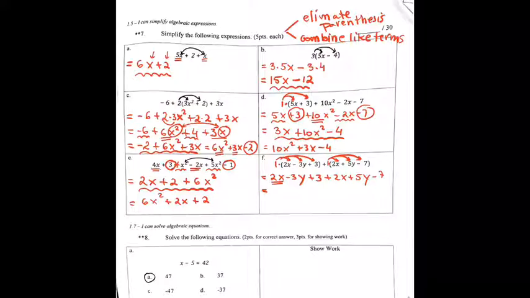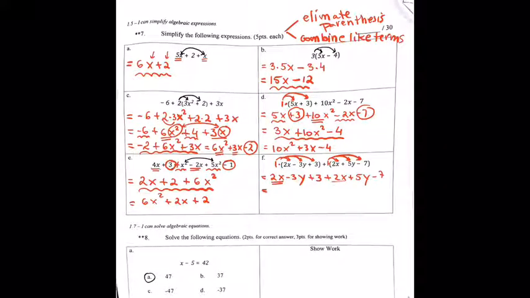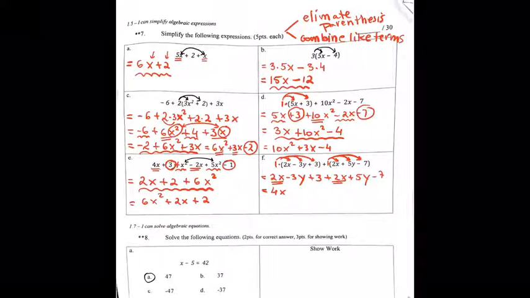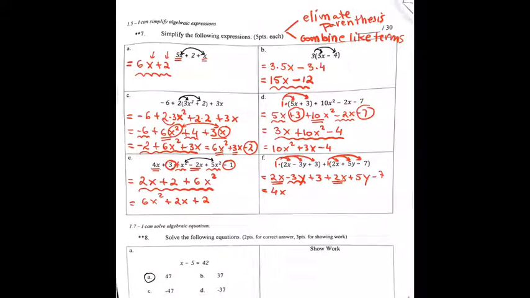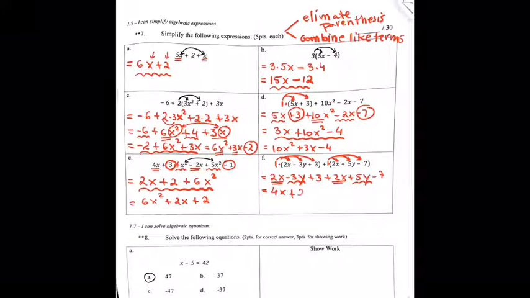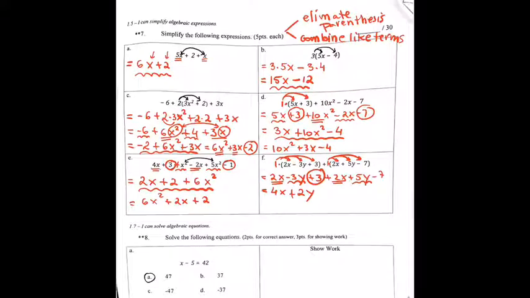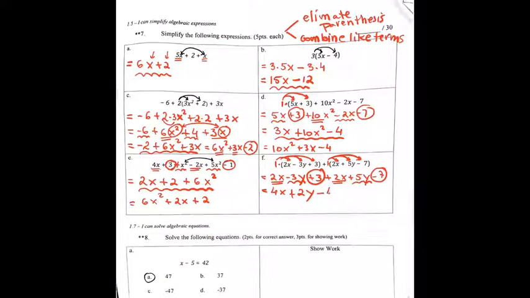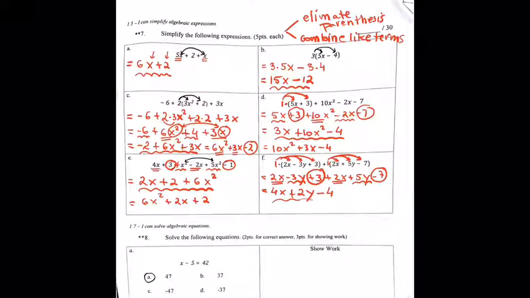So I have 2x and I look for another term with x in it and I see I have another 2x. 2x plus 2x gives me 4x. Next term, I have negative 3y. And I'm looking for another term with y in it. And I find 5y. Negative 3y plus 5y gives me positive or plus 2y. And finally, I'm looking at my constants. I have a positive 3 and a negative 7. I can combine those two. 3 minus 7 gives me minus 4. And now I am done.